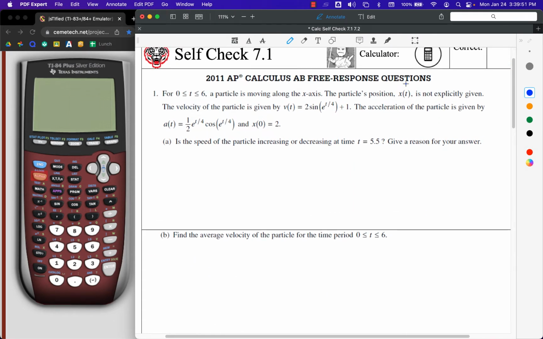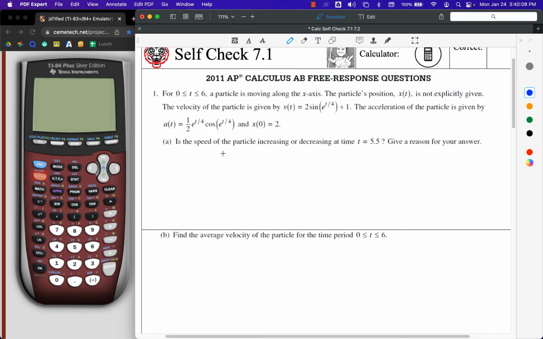Let's jump right in. So we know that our window is going to be between 0 and 6. This is, by the way, calculator enabled. It gives us a bunch of information, velocity, acceleration. This is typically how free response questions work. They give you a bunch of information at the beginning, which you might not use until part B or C.